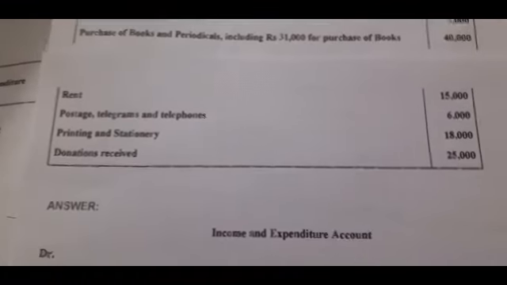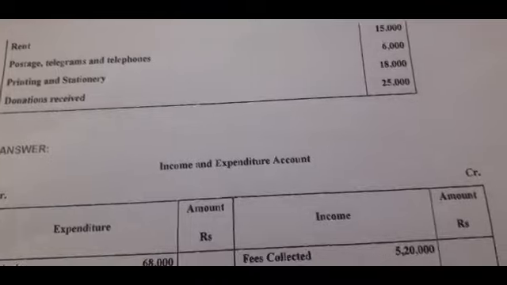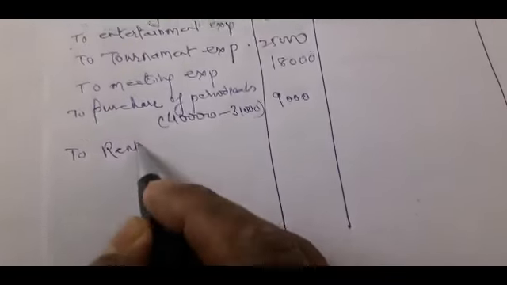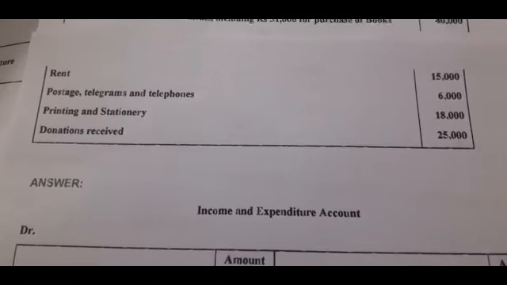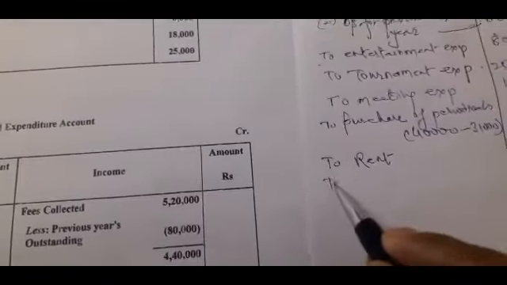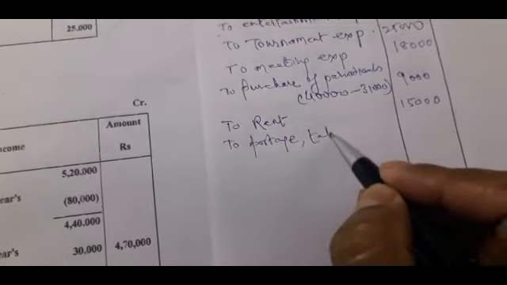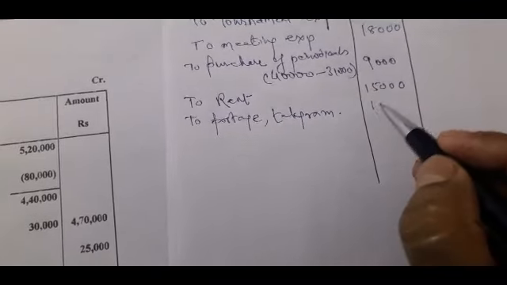Next is rent, 15,000 rupees. The rent paid by the institution, to rent 18,000. Then next expenditure is for postage, telegram, telephone, 6,000. To postage, telegram, rupees 18,000.